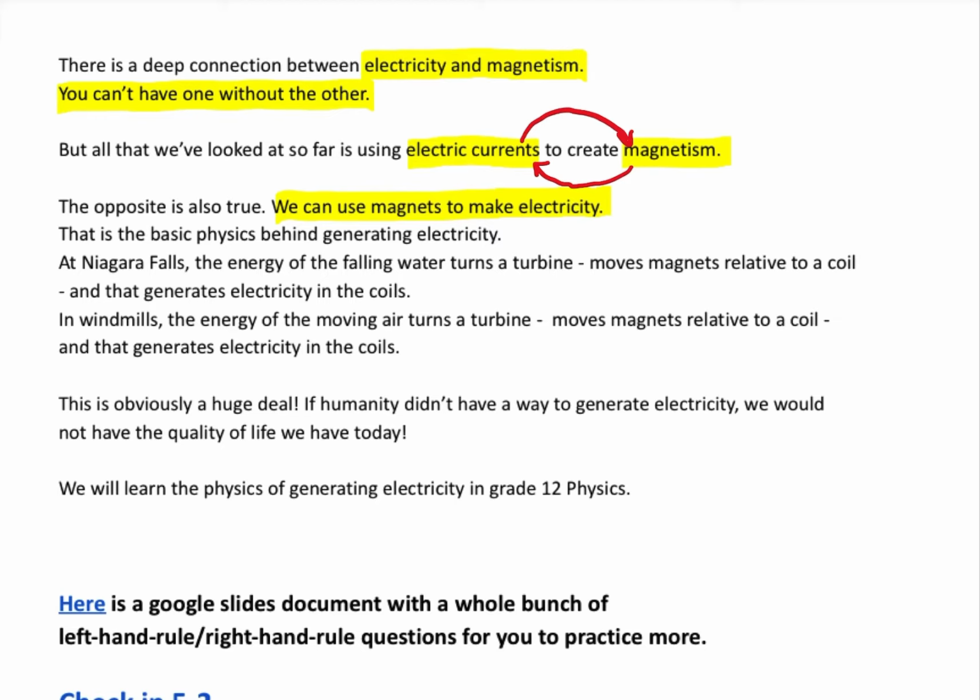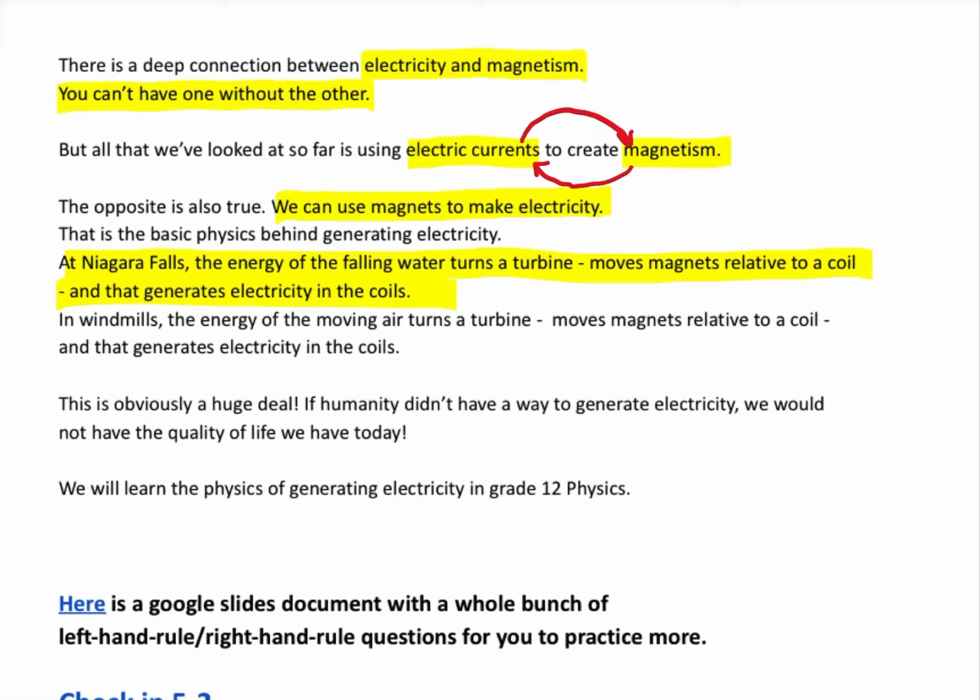That's a big deal. Now instead of having to use batteries for everything, we can build an electric power grid and plug things into the wall. This is exactly what's happening. Our early power plants were by Niagara Falls. If we can move magnets near a coil, that's going to trigger electricity in the coil.